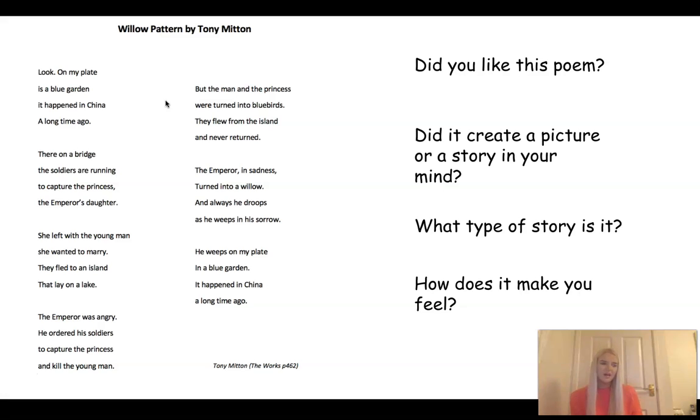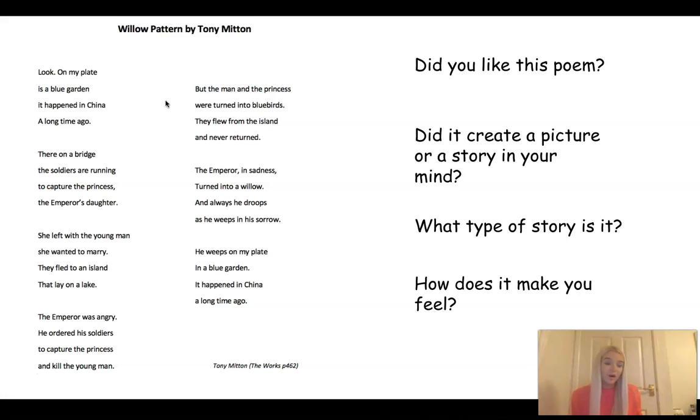Now, is that fair? Is that right? What do you think, year 4? No, I don't think so either. I think the emperor could have handled it a lot differently, and I think you probably agree with me there. But what happened? The man and the princess were turned into bluebirds, and that is where the birds in our plate came from, because they were turned into bluebirds, and that is why the plate is blue. Because it's a blue garden, they turned into bluebirds, and it's all starting suddenly to make sense, and hopefully you've got that light bulb moment in your head too, like I have.